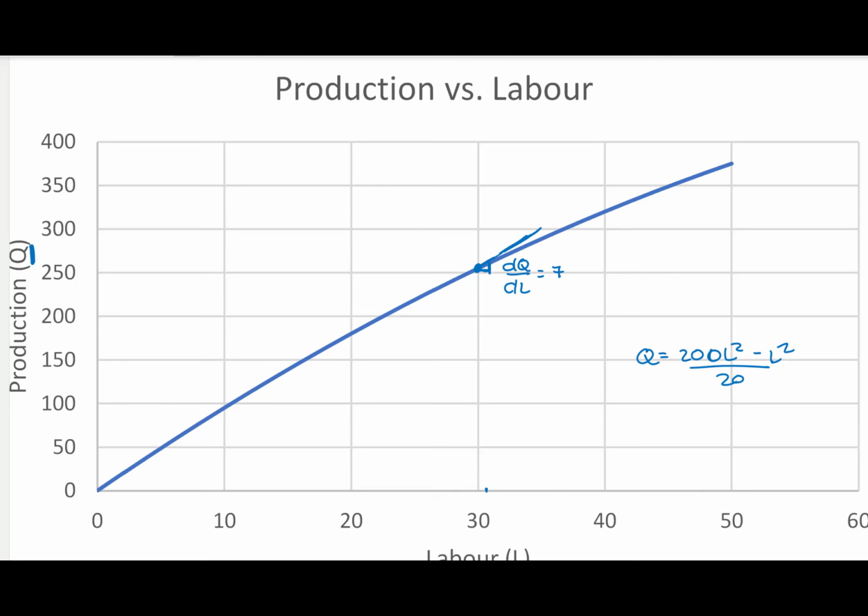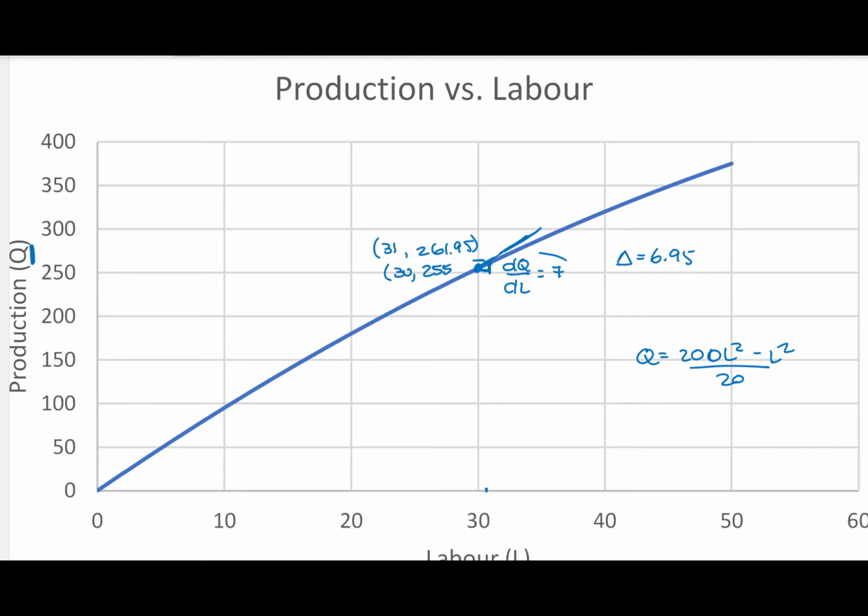This value right here was 255, and it goes up to 261 after a 1 unit increase in labor. 261.95 for when labor is equal to 31, and when labor is 30, it's equal to 255. So you can see that it actually has a real change of 6.95.